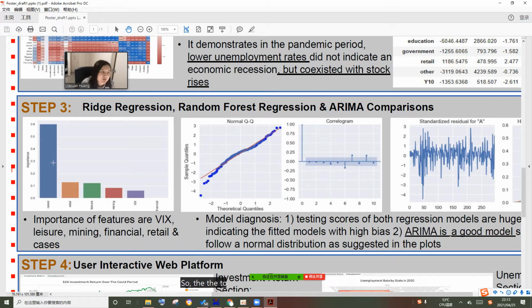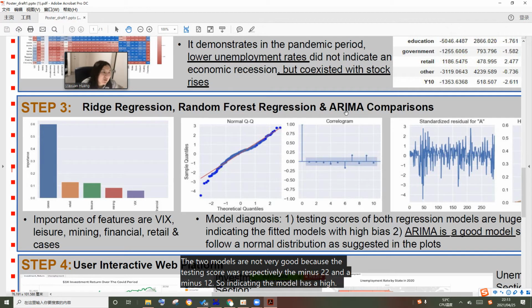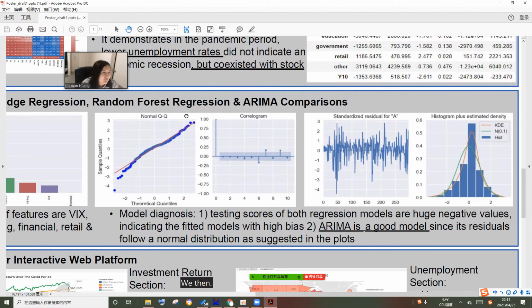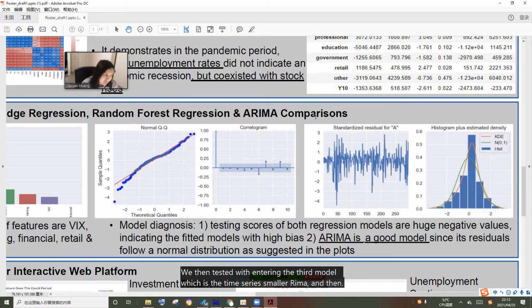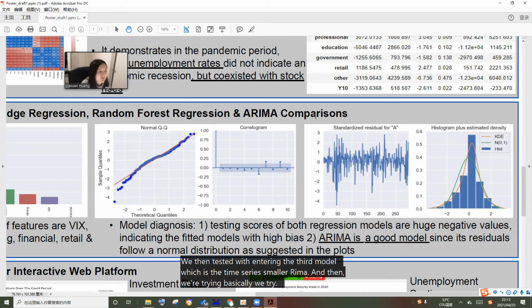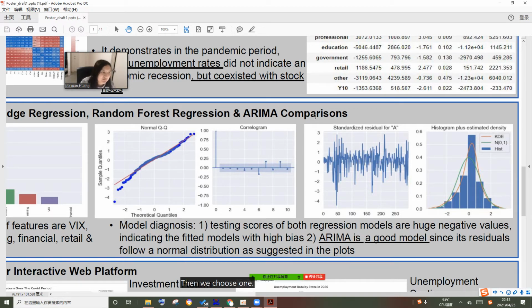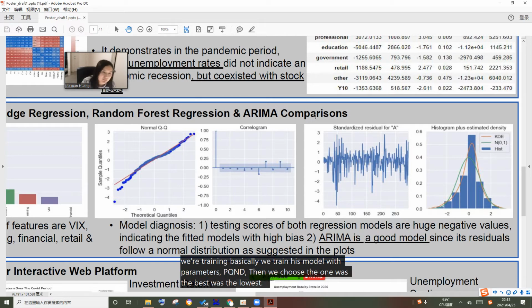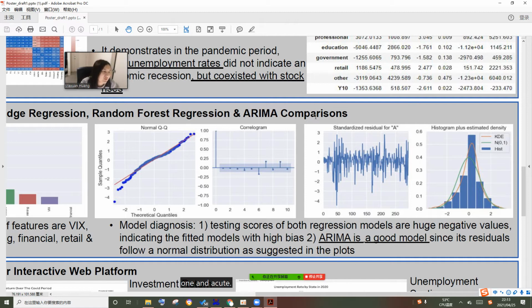The two models are not very good because the testing scores were respectively -22 and -12, indicating the model has a high bias. We then trained the third model, which is the time series model ARIMA, and we trained this model with parameters P, Q, and D. Then we chose the one with the lowest AIC value, in which P equals 0, D equals 1, and Q equals 2.